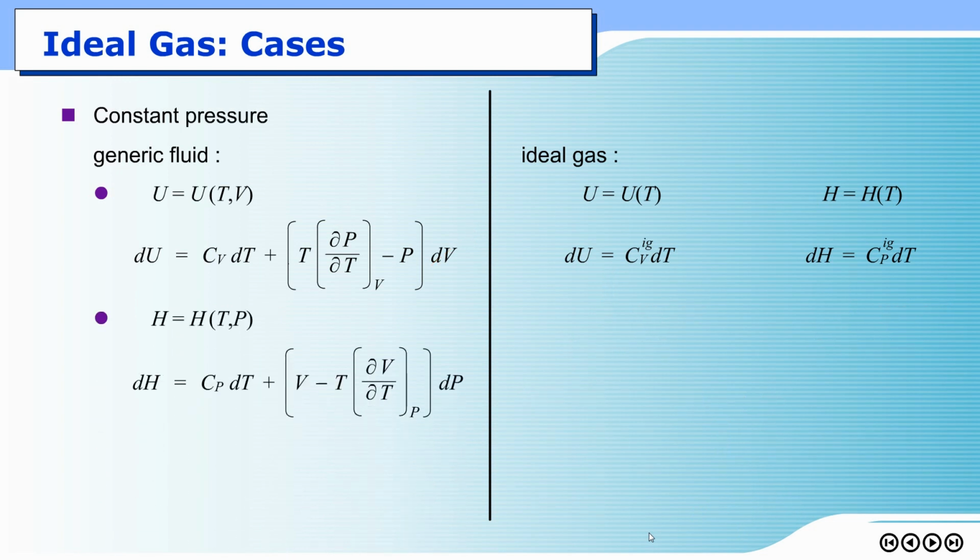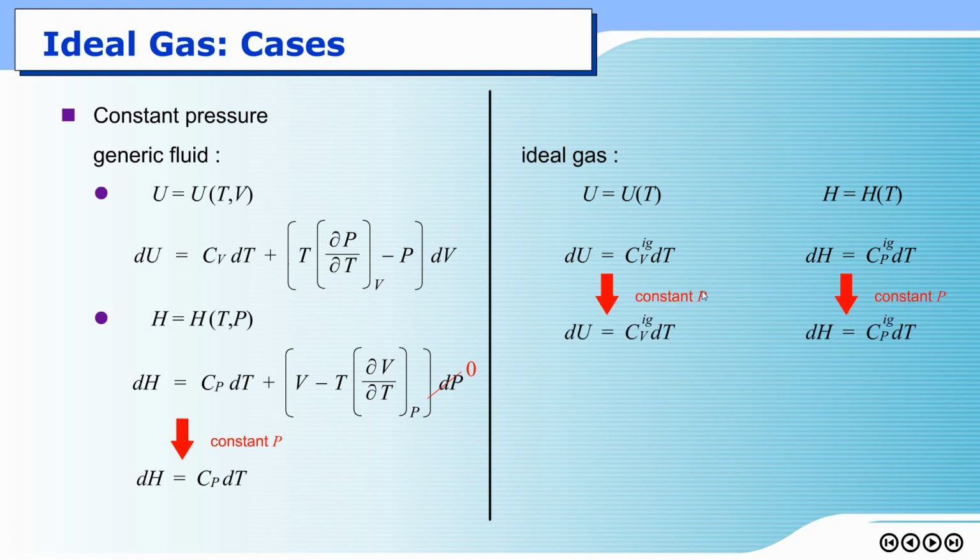For the second example, if the process undergoes constant pressure, these two equations, from under constant pressure, dP will become 0. So therefore, calculation of enthalpy change can be reduced into dH equal to Cp dT. But for dU, you still have to use the original equation.